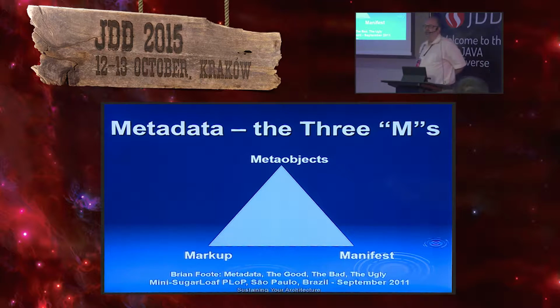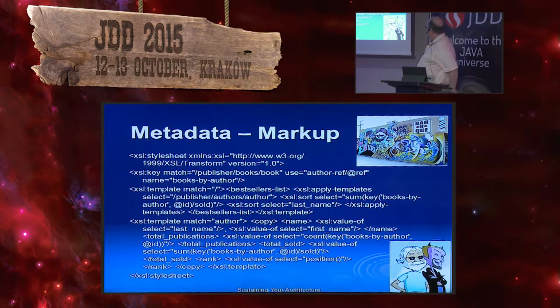Now, usually when you're dealing with metadata, you can break it down from 3 perspectives. Brian Foote, a colleague of mine, did a talk a few years ago. He talked about metadata, the good, the bad, the ugly. Very interesting talk. But really, you can break metadata down into these 3 perspectives: manifest, markup, or meta objects. And fortunately, there is a good and a bad. Sometimes it can be ugly, right?